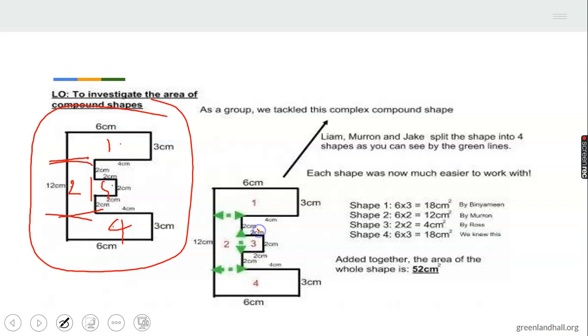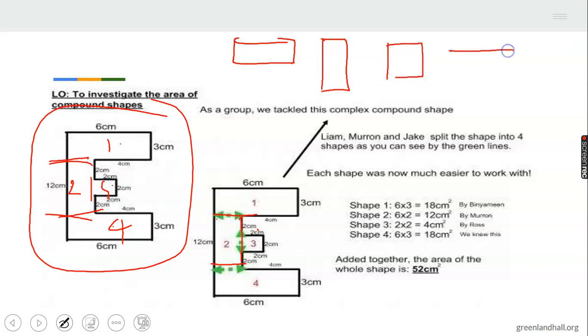Now, look at it here. This is the first one. This is the second one. And this is it here. Let me draw it out so that you will see. 1, 2, 3. Oh, sorry, 4. This one is 6. The breadth is 3.